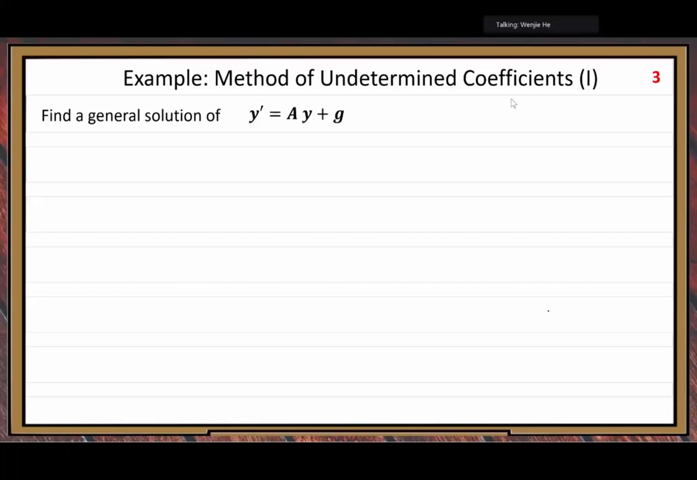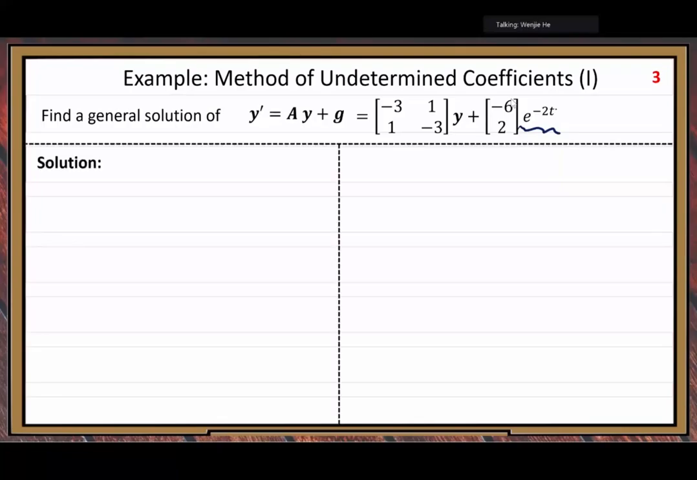So last time we did one example. So let's do another example here. But this time, this g vector is a special vector. The special part is here. This e function has some special property. All right. So let's look at the solution for the homogeneous version first.